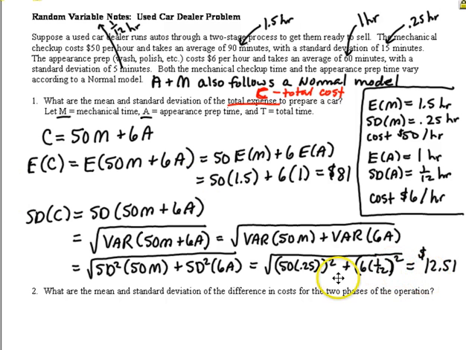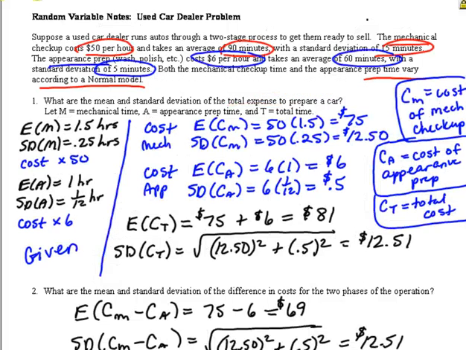Now this one's kind of messy right in here, so let me show you another way to approach number 1, and that's by doing something else first. So let's take a look at this example here. In this case, I wrote down all of the same given information, but instead of proceeding directly from here, I did an intermediate step. I said, let's figure out the expected value and the standard deviation of the cost for mechanical prep time and appearance time.